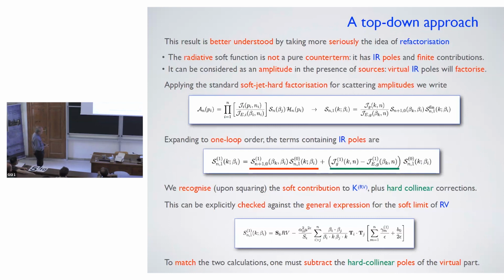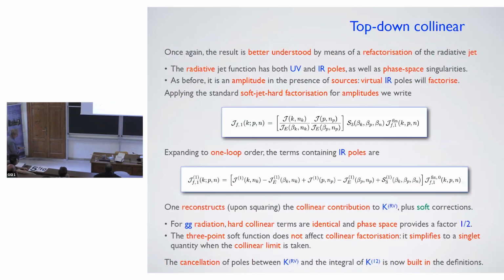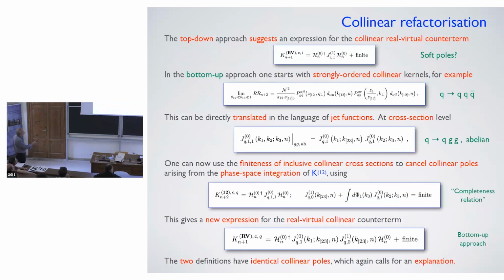And because the soft limit of the real virtual matrix element is known explicitly for any number of particles, you can just go and do some non-trivial color algebra and verify that indeed this is exactly what happens. And then in a slightly more complicated way that I don't have time to cover, you can do the same for the collinear configurations. And also there, in the collinear configuration, very quickly, you have a guess for KRV, which is the radiative jet at one loop.